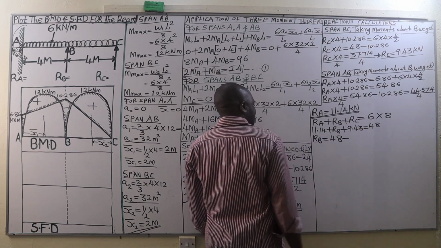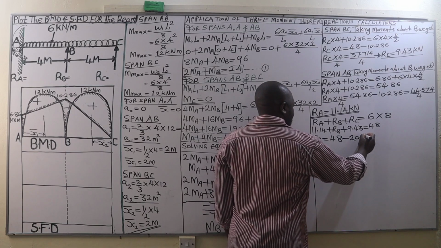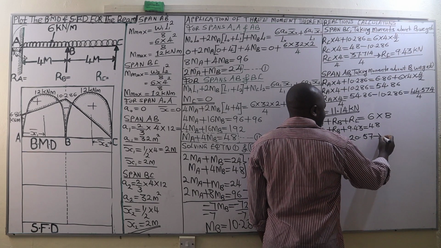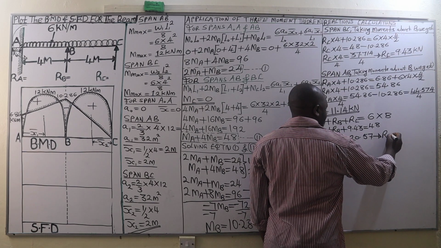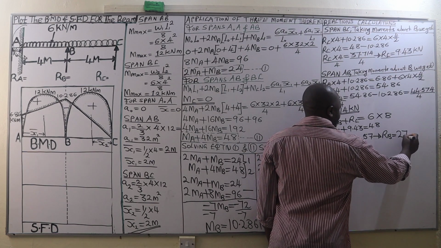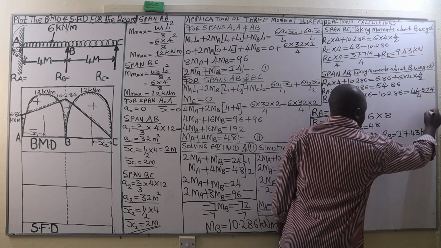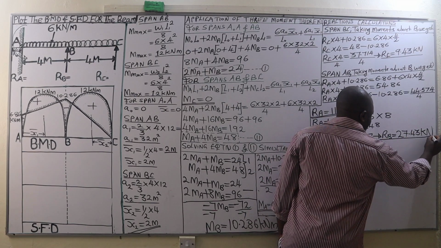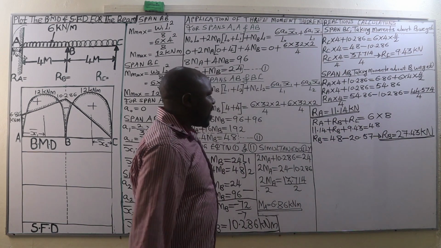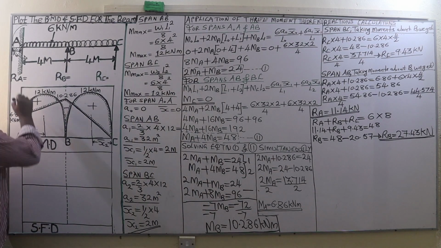20.57. When we bring it this side of the equal sign, it's going to be minus, therefore we have minus 20.57. And ladies and gentlemen, this is going to give us a reaction of 27.43 kilonewtons. Therefore, that is the reaction at the support B. So we got all the three reactions that we need, and we are going to write them here.